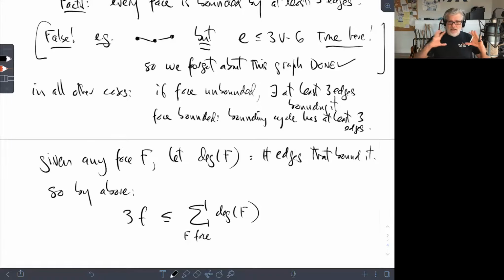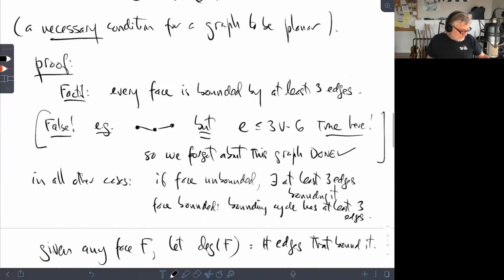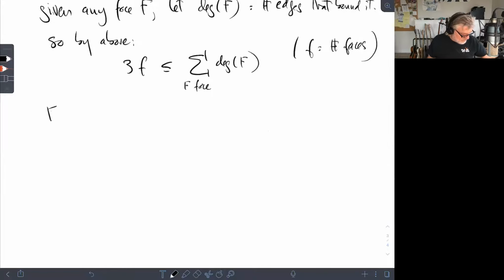If I take all the faces, I add the number of edges bounding each face, which is at least 3. So it'll be 3 times the number of faces total, where little f is the number of faces. So that's our first inequality, our first fact. Fact 2, and this is what I've said earlier: each edge bounds at most 2 faces.